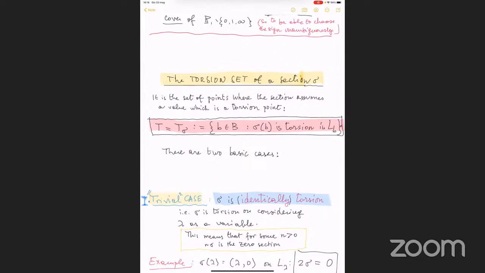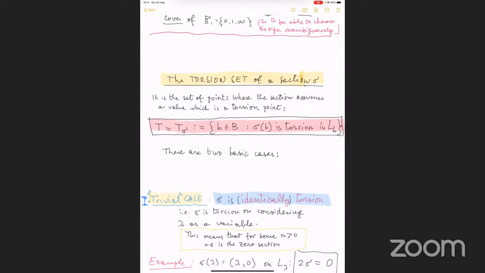We take the points of the base where the value of the section is torsion. And this set was investigated for many reasons. For instance, when a point is not torsion, you take the multiples of the point, and if this point is a rational point, you obtain infinitely many rational points on the same elliptic curve. Whereas if the point is torsion, you obtain only finitely many multiples. So one motivation to consider this torsion set was to obtain infinitely many rational points in elliptic curves.